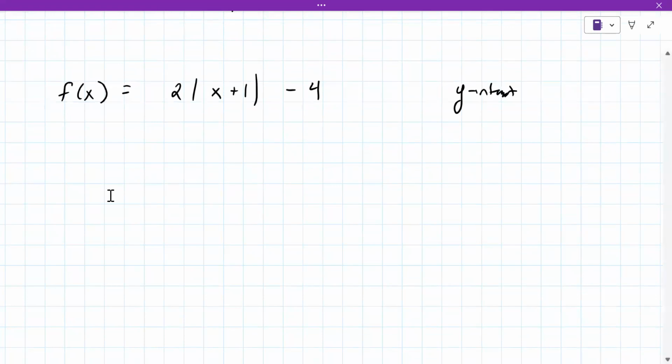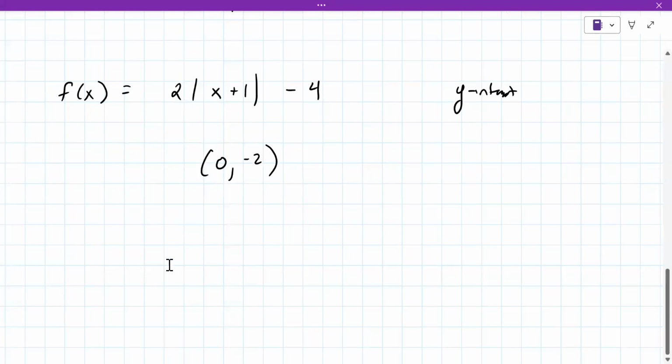Here's one for you to try. f of x equals 2 absolute value of x plus 1, minus 4. I want you to find the y-intercept, please. Would it just be 2? Or negative 2? So why is it negative 2? Because 2 times 1 is 2, minus 4. Exactly, yes. So it would look like this: 2 minus 4.